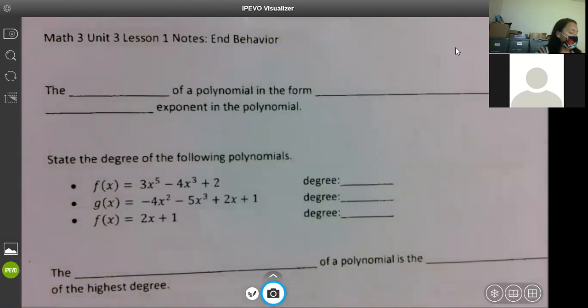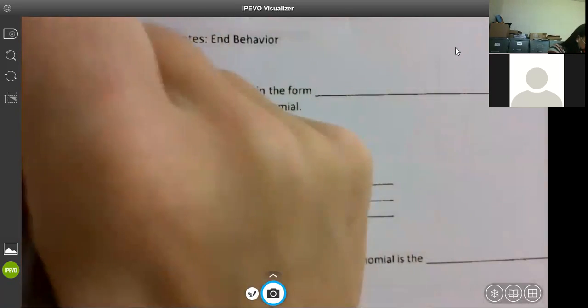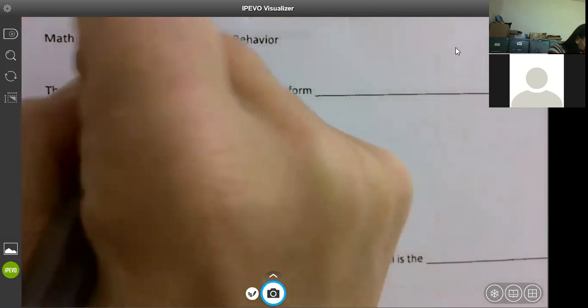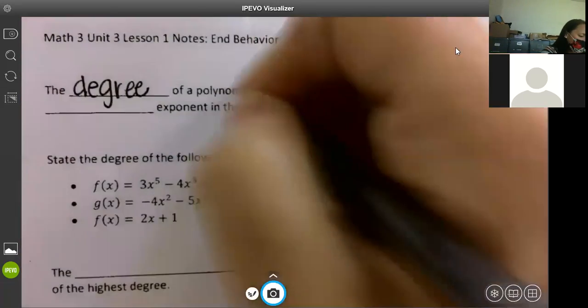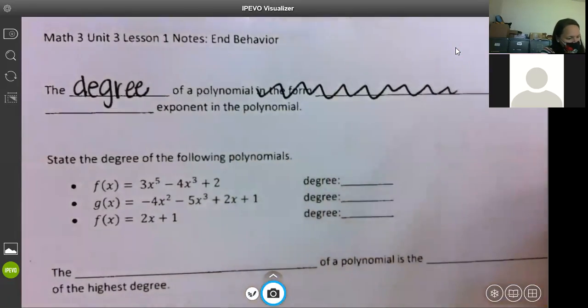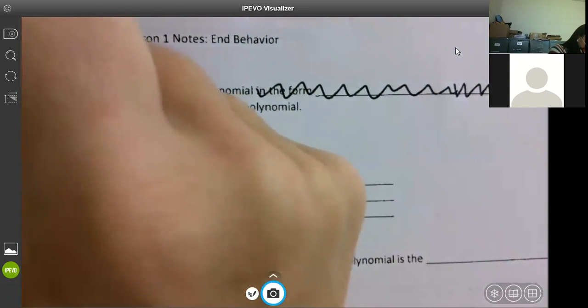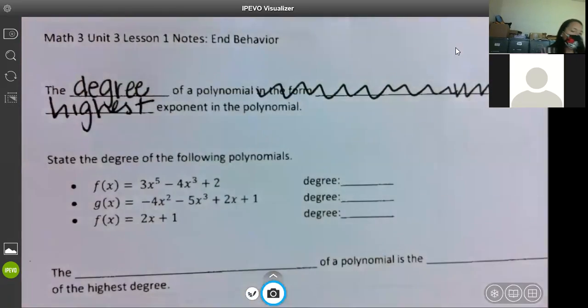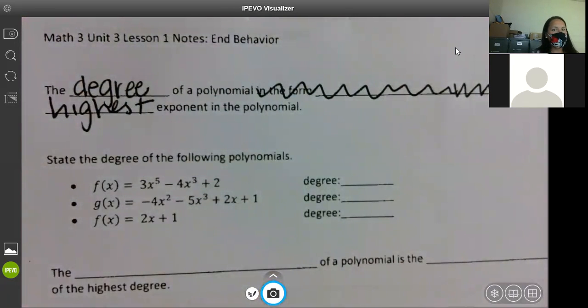Okay. So the degree of a polynomial, and I don't care about in the form of, let's just go with the degree of the polynomial, is the highest exponent in the polynomial. So all we're looking for is the highest exponent.